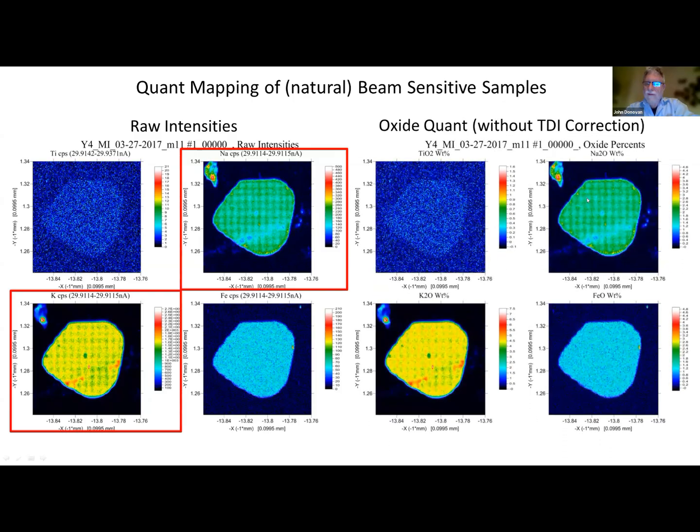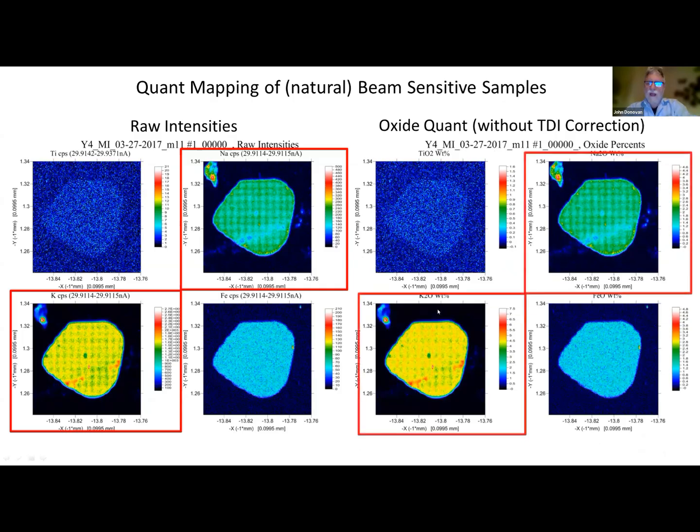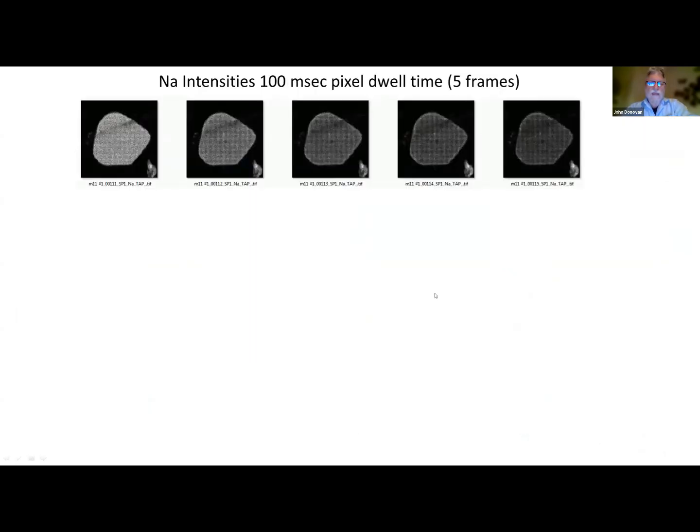Here's without a correction. If we don't do the correction, we just try to quantify, you see we still see these artifacts in our melt inclusion here. And here's the potassium down here. So let's apply the correction. And what do we get? Here are the 5 frames that we acquired in time. You'll notice that the sodium signal in this material is constant. It doesn't have a TDI effect. And so you can actually see the sodium intensity decrease over time here.